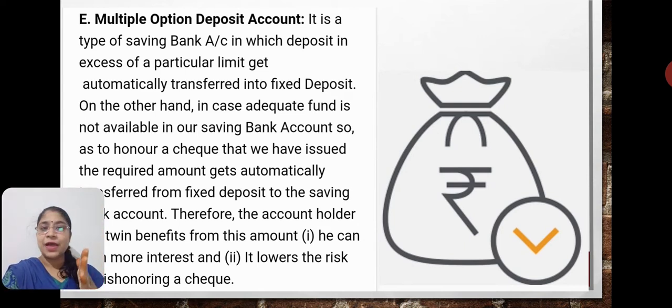For example, now more than 2 lakh rupees will go automatically to fixed deposit. Now I have to give a check to someone for more than 2 lakh rupees, and I gave a check. So automatically from fixed deposit again it will be transferred to a saving account. So here the customer can have the benefit of both saving as well as fixed deposit account. So this is called a twin benefit, both the benefits he can have. Interest rate is more but it is lower in the, and there is a risk in dishonoring a check.